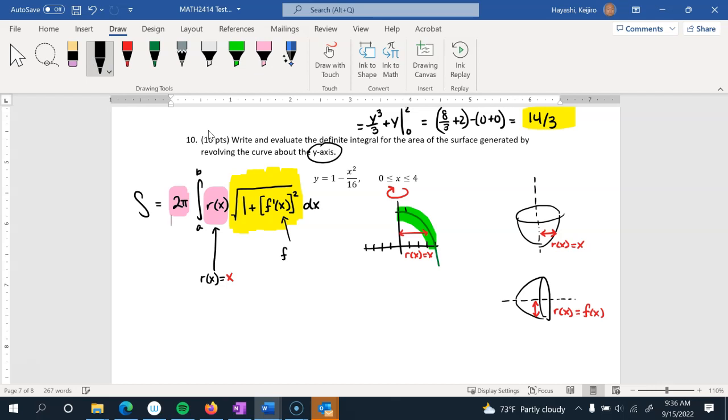Now, in order to tell what f prime of x all squared is, we'll start with f, which is 1 minus x squared over 16. Take the derivative to find f prime. The derivative of 1 is nothing. The derivative of negative x squared over 16 is minus 2x over 16, which is just negative x over 8. And so f prime of x squared is x squared over 64.